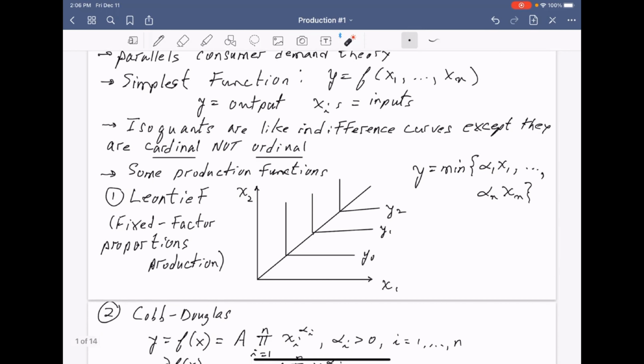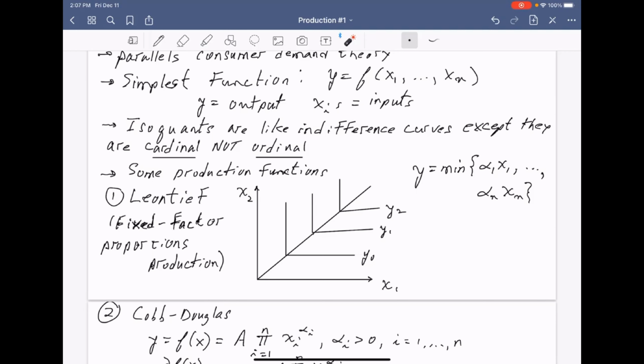Isoquants are like the indifference curves in consumer demand theory, except that they are cardinal. They actually have a number attached to them, and they're not ordinal. They're just not an ordering, if you like. Some of the production functions that economists use are the following.